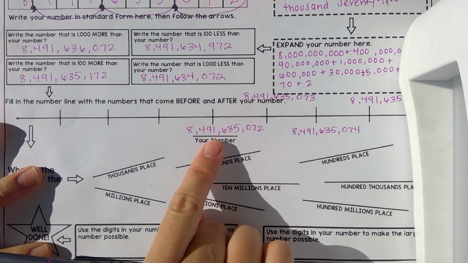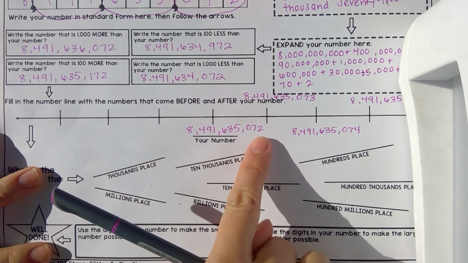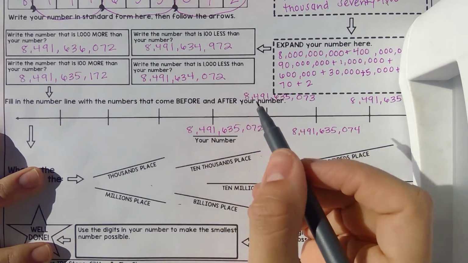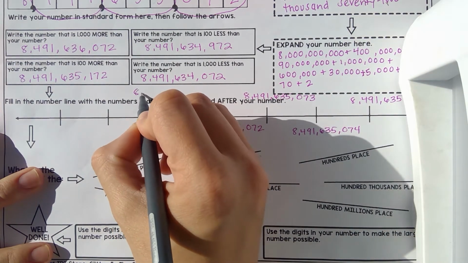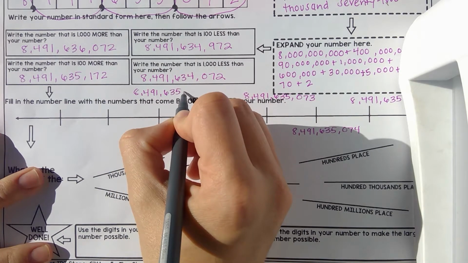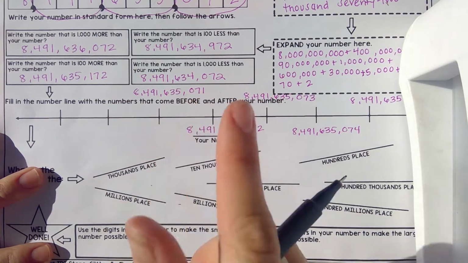All right, now what we have to do is come back to our original number, and now we have to fill in our numbers before. So 1 less than that would be 71. So that'd be a 1 in the 1's place. So I'm going to come up and I'm actually going to go above. That would be 8,491,635,071.